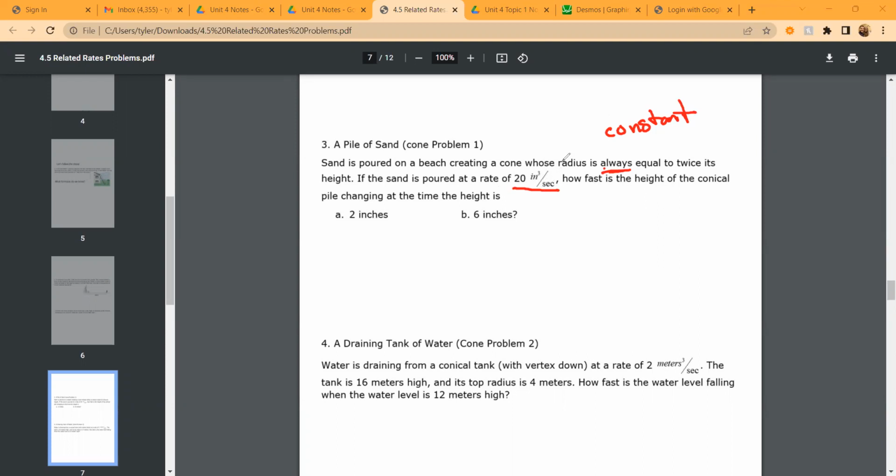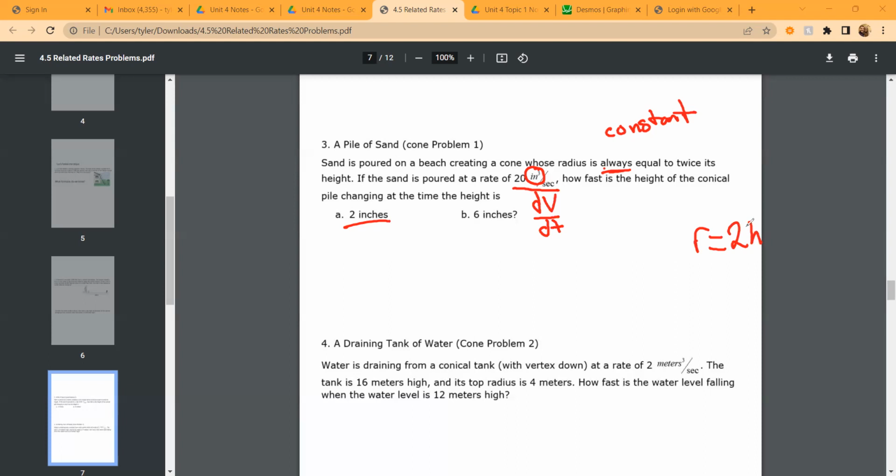second. Okay, so if we're dealing with 20 inches cubed per second, what that's telling me, because this is inches cubed, is this is dealing with volume. And so this is going to be dV dt because of the inches cubed per second. So the per second tells me the dt, the inches cubed tells me dV. We want to know how fast is the height of the conical pile changing at time at 2 seconds. So we know the radius is always equal to twice the height.